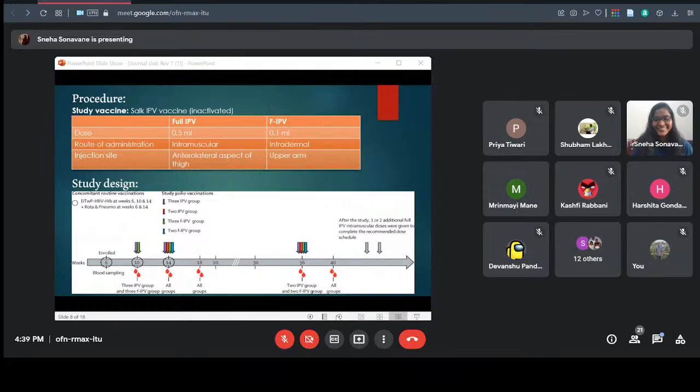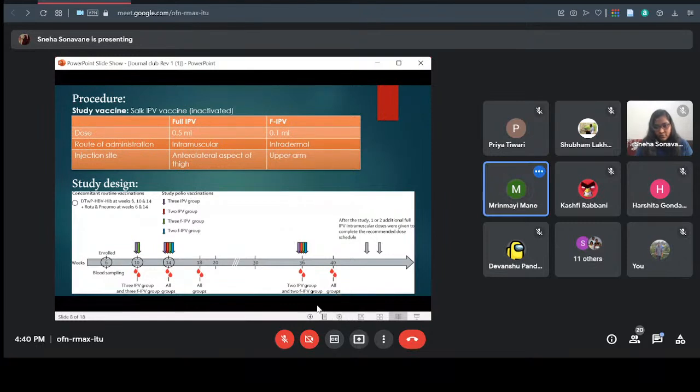Okay, no problem. So for this study, Salk injectable polio vaccine, which is an inactivated type of vaccine, was used. For the full dose IPV groups, the dose was 0.5 ml, the route of administration was intramuscular, and the injection site was anterolateral aspect of thigh. Whereas for the fractional IPV group, the dose was 0.1 ml, the route of administration was intradermal, and the injection site was upper arm. So moving on to the study design.